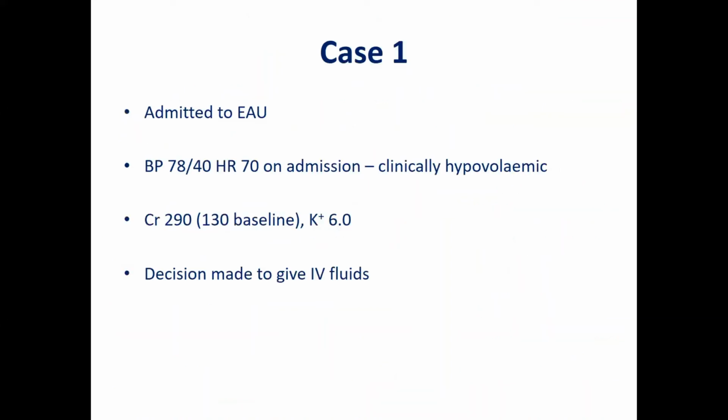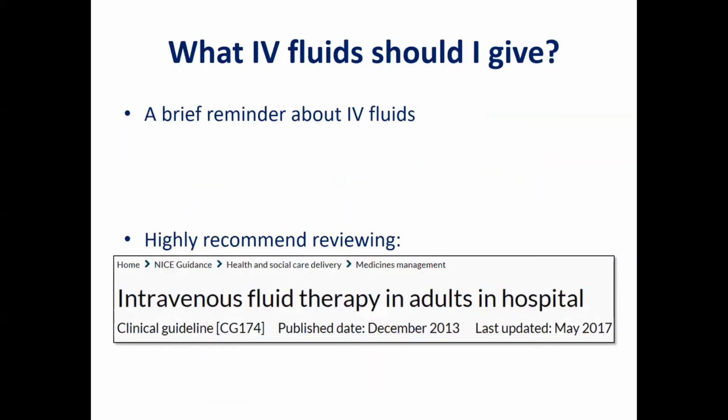So let's go back to our case. So she gets admitted to the medical unit. She's got a normal blood pressure, and a normal heart rate, but of course she's on a beta blocker. But clinically, you decide she's hypovolemic. She's got a creatinine that's over twice her baseline, and she has a potassium of 6. So you make the decision, quite rightly, to give her some IV fluids. What are you going to give her?